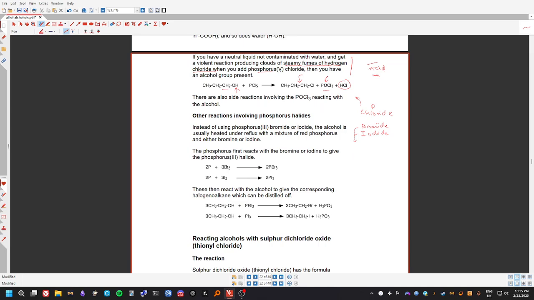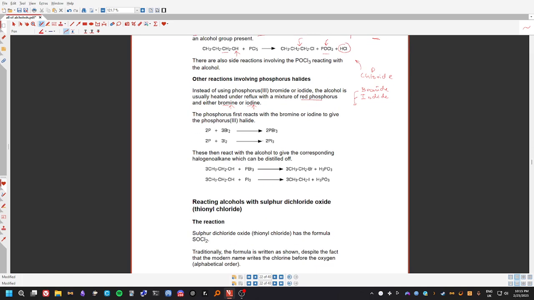Instead of phosphorus III or phosphorus V, we would have to use a mixture of red phosphorus and either bromine or iodine, depending on which one you wanted to replace the alcohol with. This is similar to what we did before in haloalkanes. Phosphorus first reacts with bromine or iodine to give the phosphorus halide, and the phosphorus halide then reacts with the alcohol to produce the haloalkane and phosphorous acid.